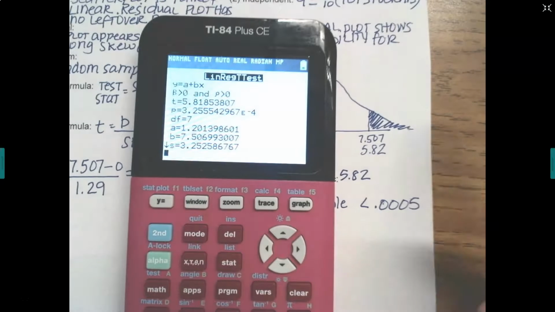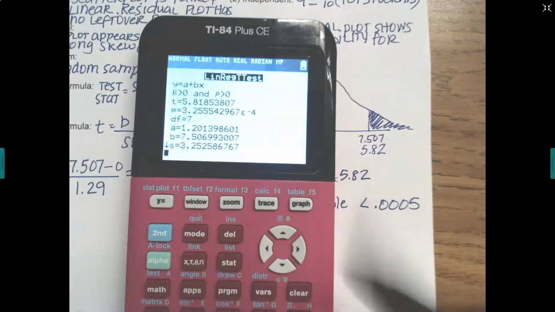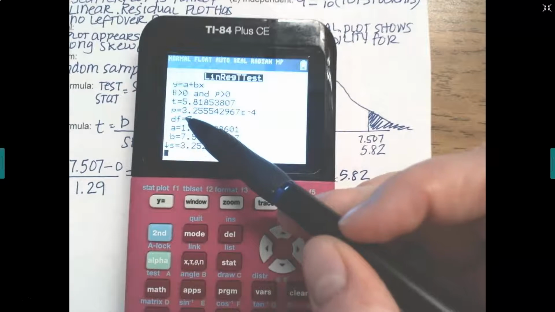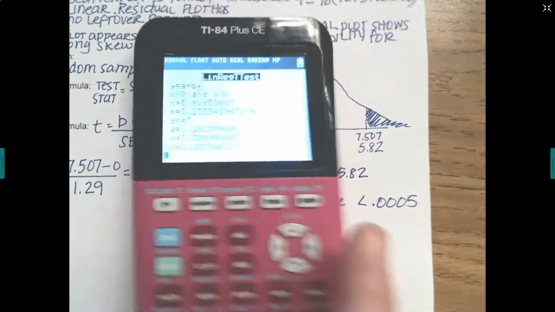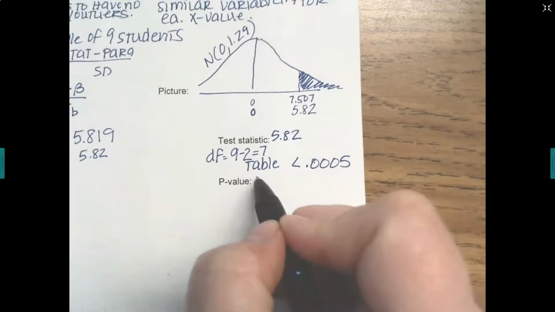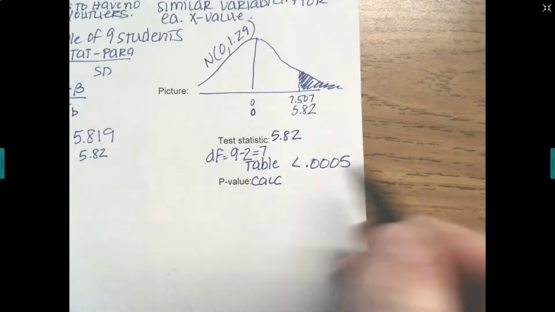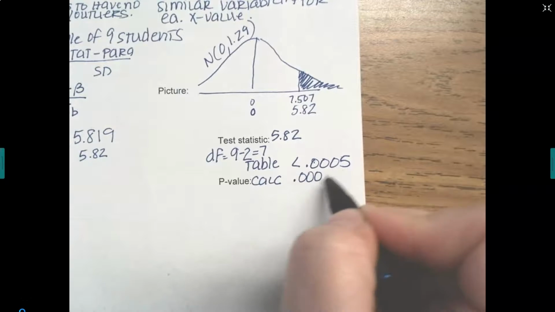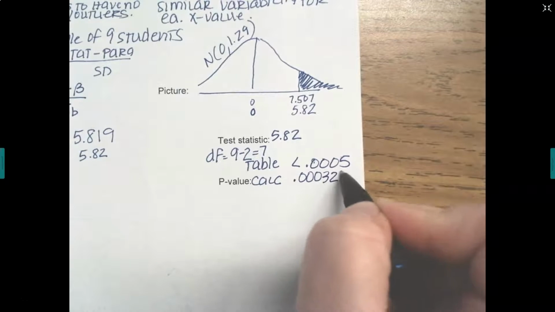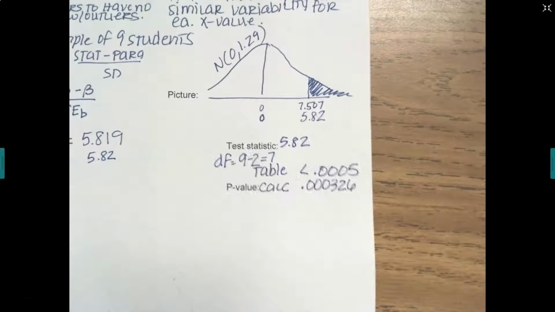So it gives us a whole lot of information, but what we're looking for is our p-value right here, at 3.2555 times 10 to the negative 4. So by the calculator, you got 0.000326 when you rounded it out.